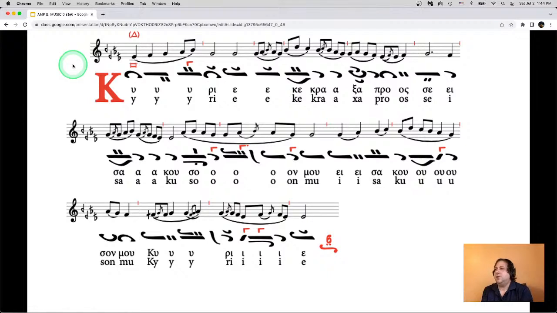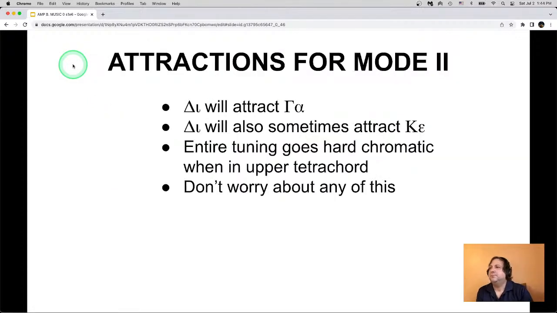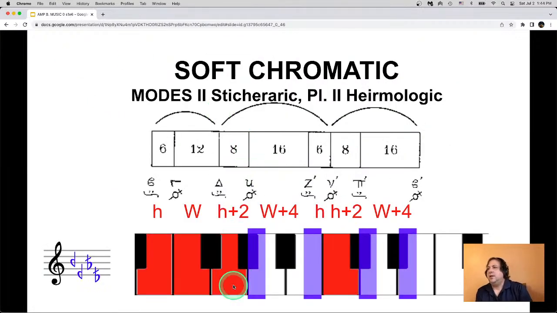So this is how it sounds with soft chromatic. See how it still sounds chromatic, but it doesn't sound as deliberate. And so that's the tuning.